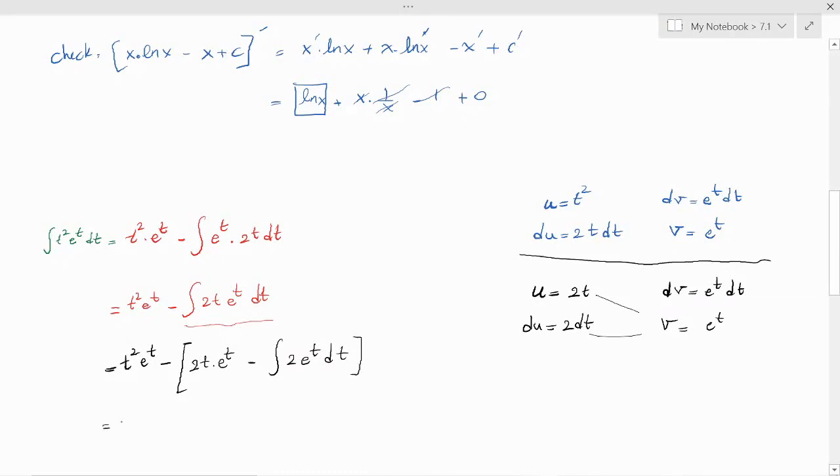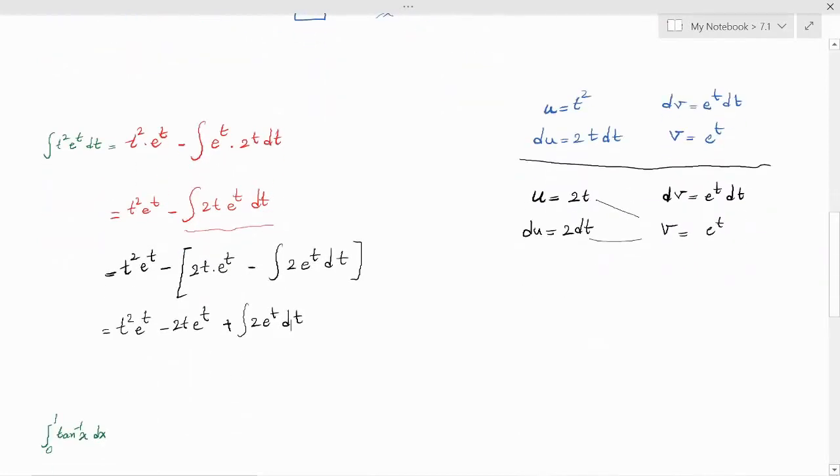Okay, so this equals t squared e to the t minus 2t e to the t plus, negative times negative becomes plus, 2 e to the t dt. The good thing at this point, you notice that the t squared reduced to simple 2. And 2, you can write outside the integral because it's a constant. So you can write it as 2 times the integral of e to the t dt. And we can answer that.